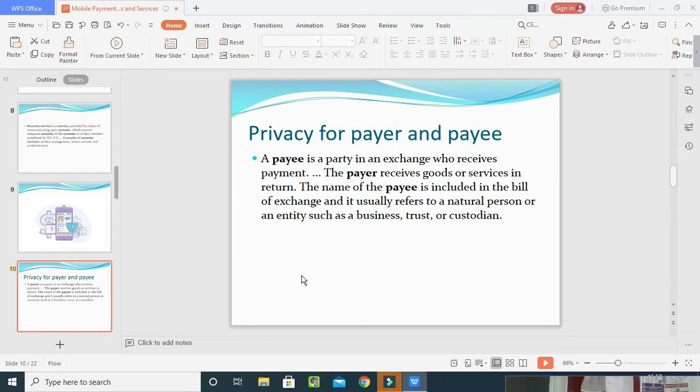Now, first, privacy for payer and payee. First we should understand what we mean by payer and payee. A payee is a party in an exchange who receives payment. A person, organization or party who is receiving the amount or the cash in the exchange is known as the payee, and the payer is who receives goods or services in return. The payee will get the money, and the payer receives the goods and services in return. The name of the payee is included in the bill of exchange, and it usually refers to a natural person or an entity such as a business or a trust or custodian.